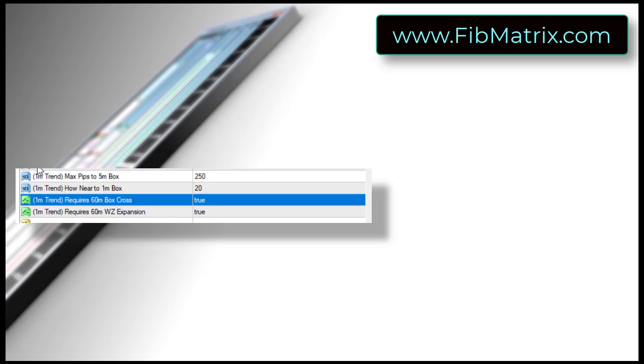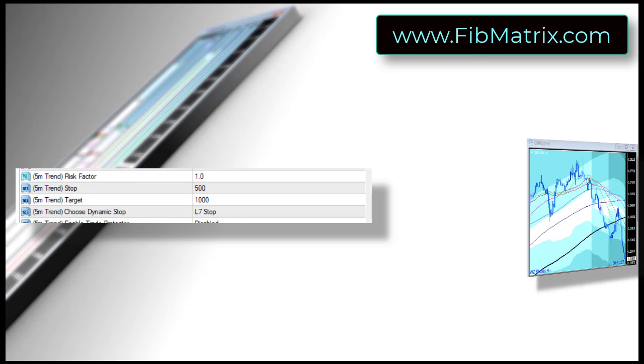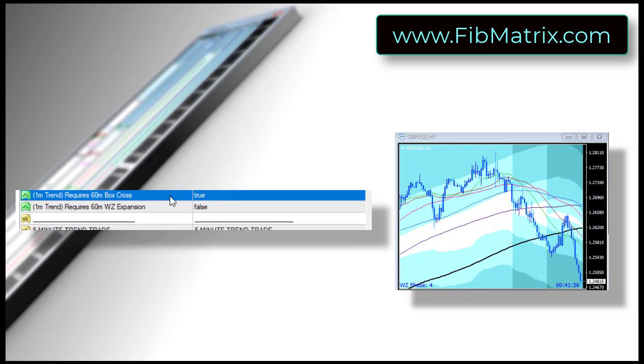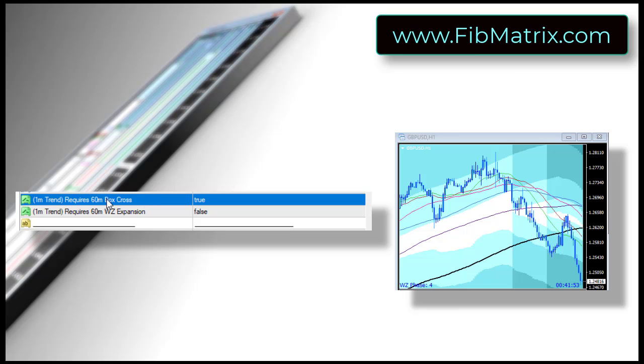So let's go to the 60-minute chart now. Here's a 60-minute chart on the 1 minute trend. If this was true, is this requirement met? Requires 60-minute box cross. That means if we're going to go short on this trend trade here, we need the 60-minute L1 and L2 to be crossed in our direction. The green line is the L1, the L2 is the burgundy line.